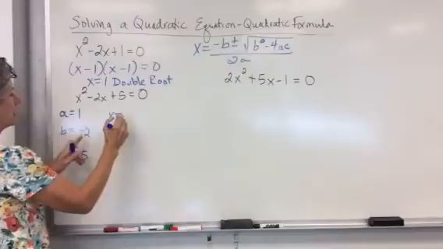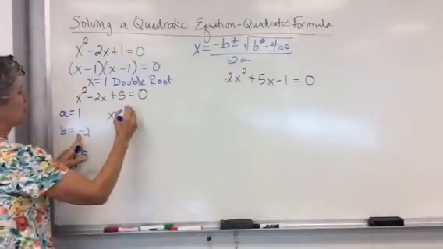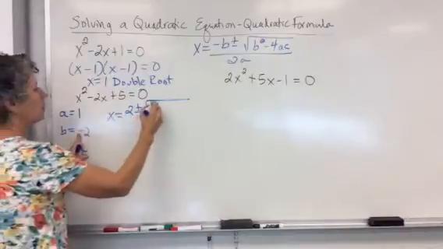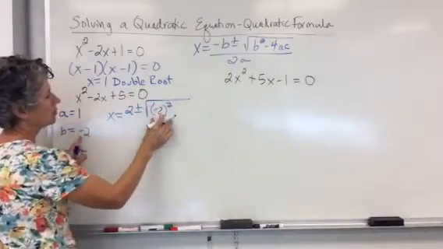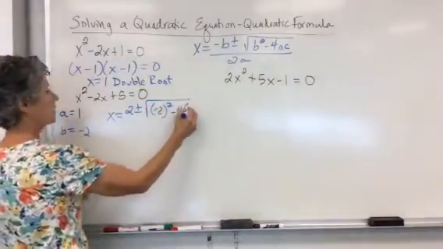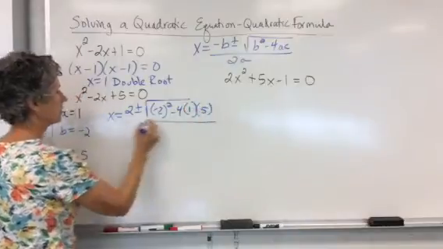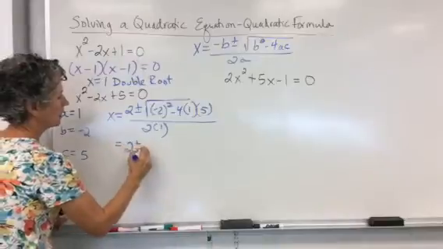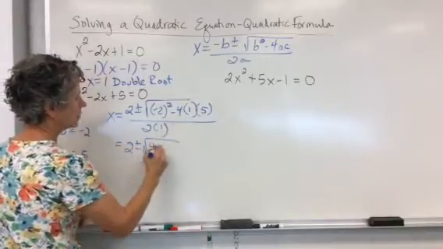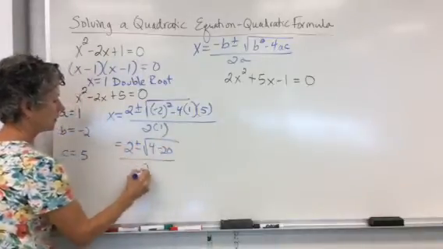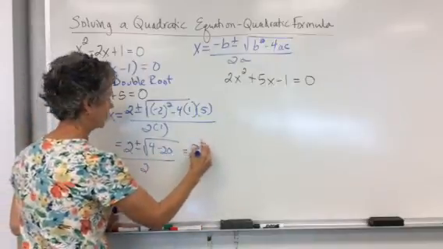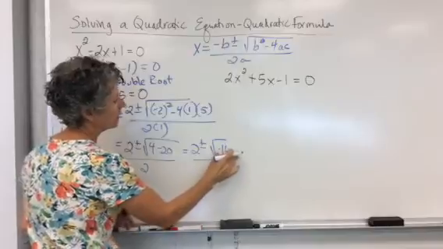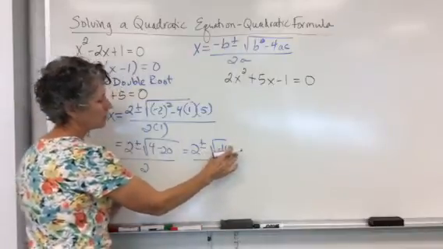So x would equal the negative of negative 2, the opposite of negative 2, which is 2, plus or minus the square root of negative 2 squared, I always use parentheses here, minus 4 times 1 times 5, all over 2 times 1, which would give us 2 plus or minus the square root of 4 minus 20, which would be 2 plus or minus the square root of negative 16 all over 2. Now the square root of negative 16, you know, is 4i.